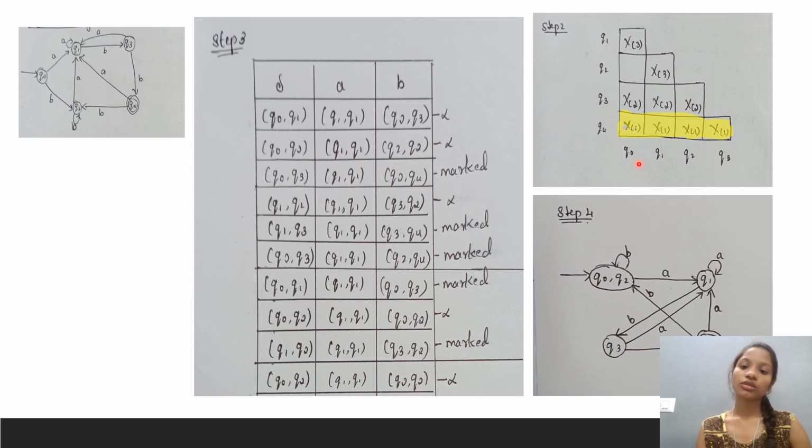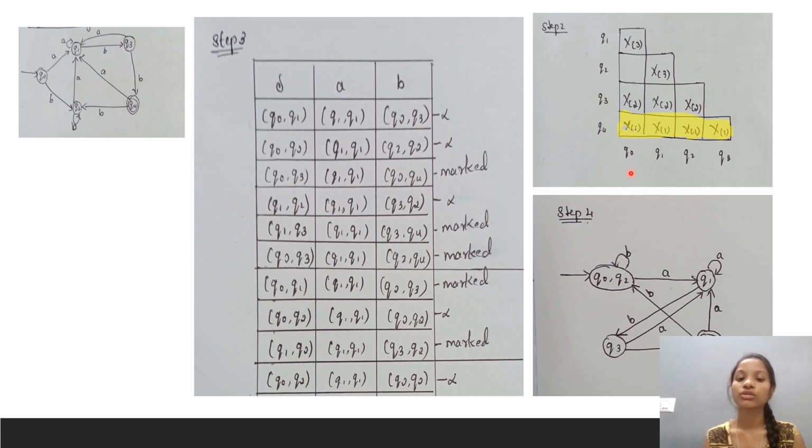Then again Q0 and Q2, Q0 comma Q2. Q0 upon A is going for Q1, Q2 upon A is going for Q1, and Q0 upon B is going for Q2, Q2 upon B is going for Q2. This Q1 comma Q1, Q2 comma Q2 and the final state does not exist in this table, so hence it is not marked. Similarly, Q0 comma Q3, Q0 upon A is going for Q1, Q3 upon A is going for Q1, and Q0 upon B is going for Q2, Q3 upon B is going for Q4.